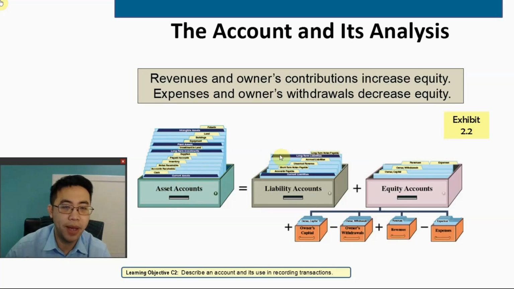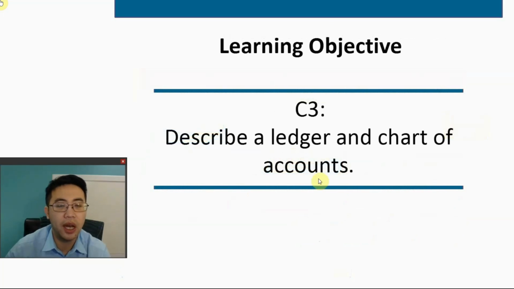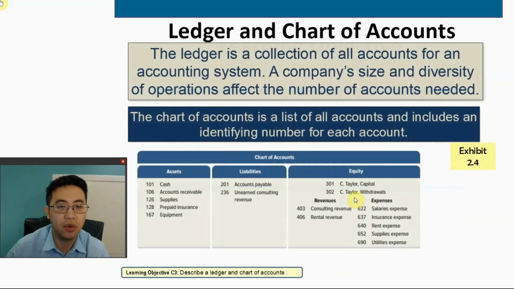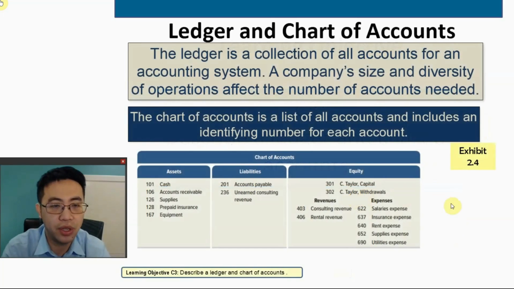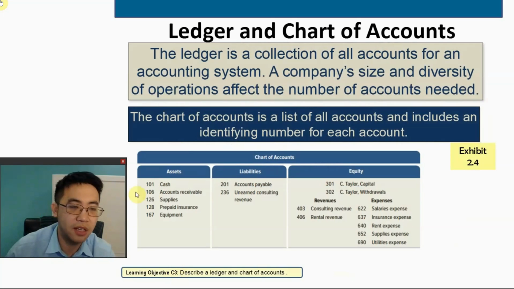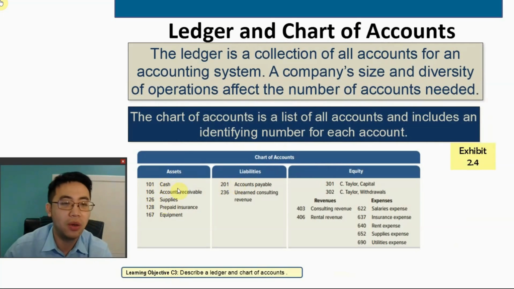If you borrow more money from a bank or have more unpaid bills, then your liability would also increase, and vice versa. Now let's describe a ledger and a chart of accounts. The ledger is composed of many individual accounts. This chart is a list of all accounts, and each account has an identifying number, or ID number. For cash, it's 101. Cash is the most important one, so we use this number to note its importance.